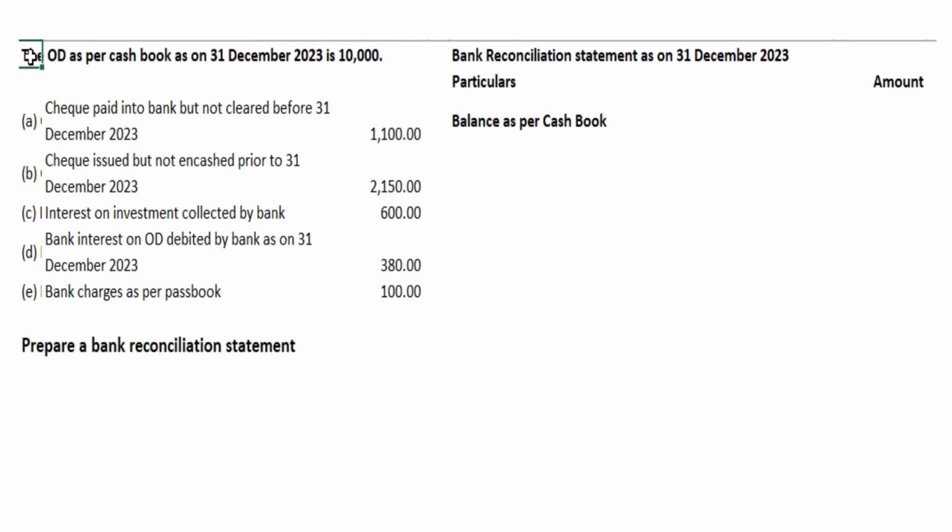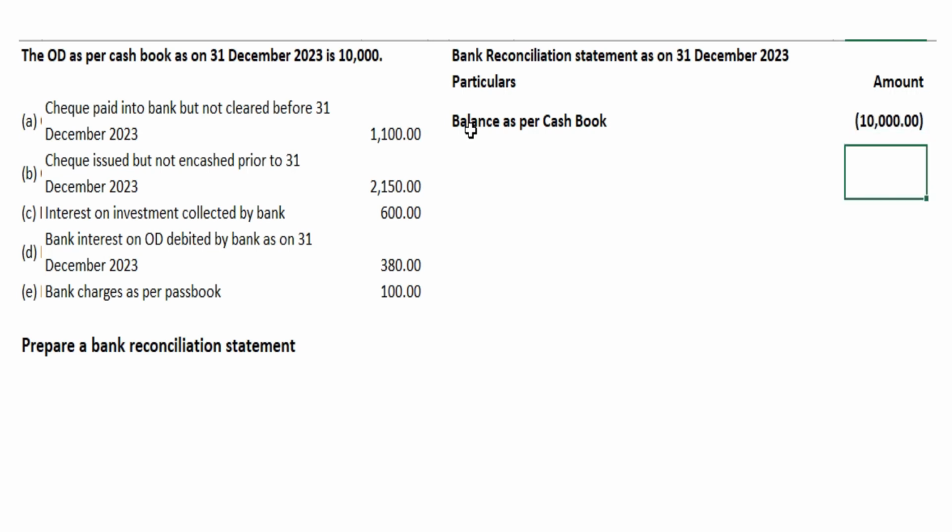We can start. The OD as per cash book 10,000, check paid into bank not cleared, check issued but not encashed, interest on investment collected, bank interest on OD, then bank charges. Since we have been given only the balance as per accountant's record, obviously we would be starting with balance as per cash book. The only thing you have to be very careful about is that when a question gives an overdraft balance, OD facility, just put this figure in minus, in brackets. This is the only thing you have to do.